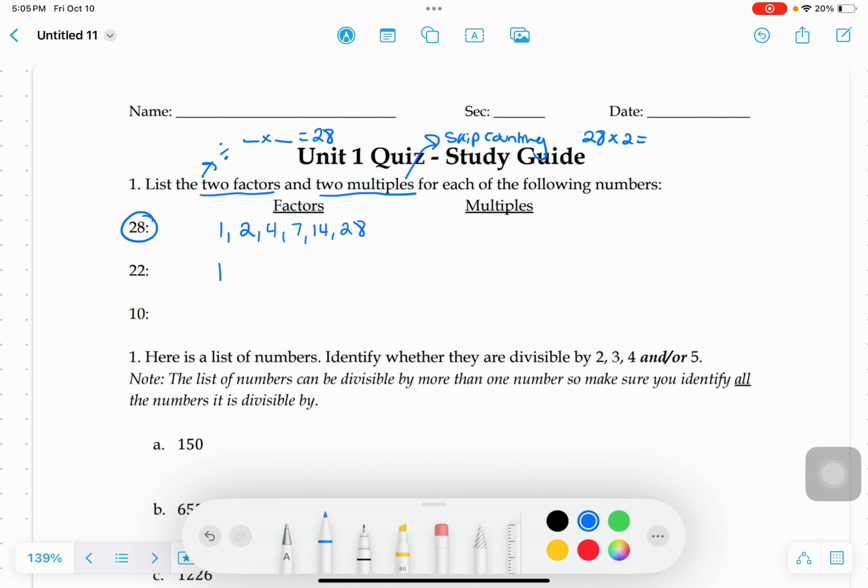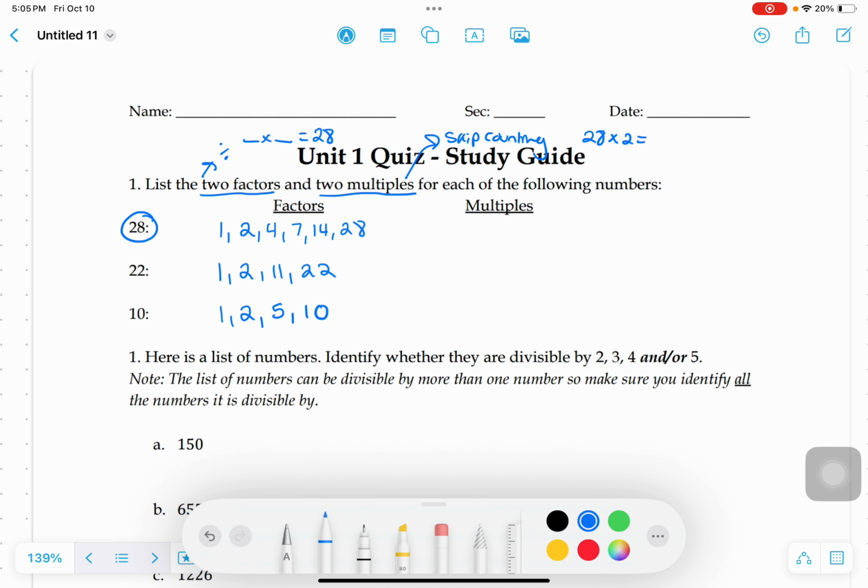Let's think about 22. Of course, 1 can divide 22, 2 can divide 22, and when I divide 22 by 2, I get 11. 22 is also a factor of itself, so any of those numbers could be potential answers. Finally, what numbers divide 10? 1 can divide 10. 2 can divide 10, 5 can divide 10, and 10 can divide 10. Any of those numbers could be an answer.